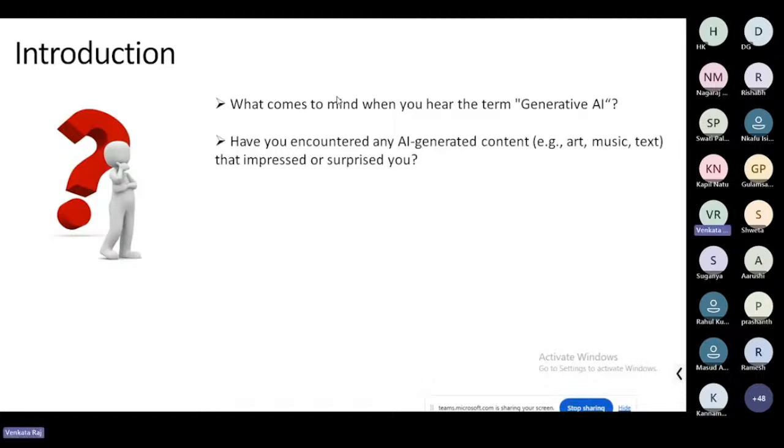Have you encountered any AI generated content? Nowadays, you must have definitely seen different contents being generated using AI. Pictures, images, music, text, videos, right? They all are getting generated using AI. Sometimes they surprise us, sometimes they impress us as well, right? I hope you all would have seen that. Agree?